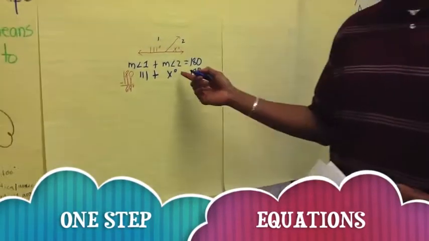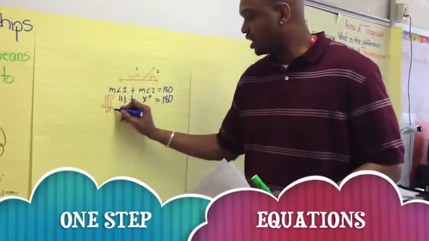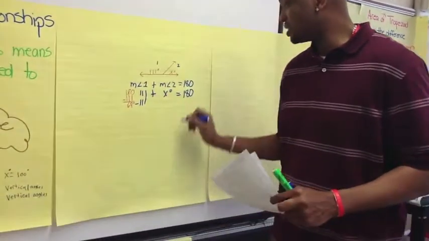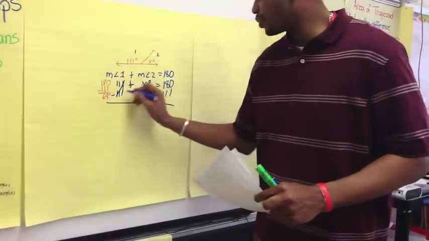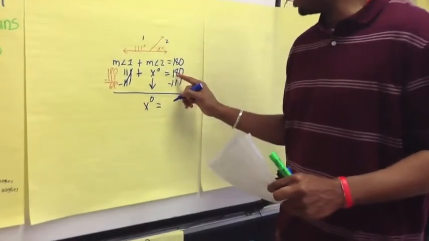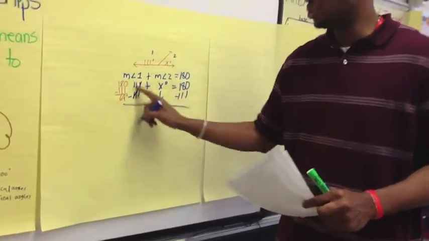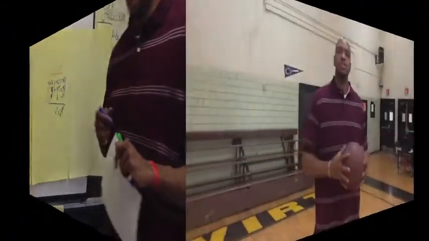So what we're really doing is finding the value of x. So how do we do that? We get rid of 111. So we minus 111 on this side, minus 111 on this side. Cross it out. We bring down our x. 180 minus 111. Anthony did the work for us right over here. It is 69.